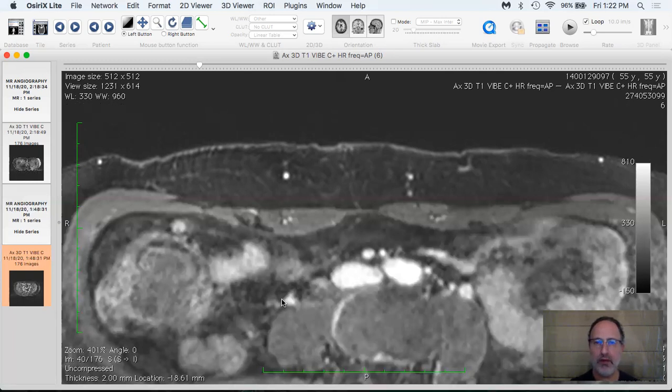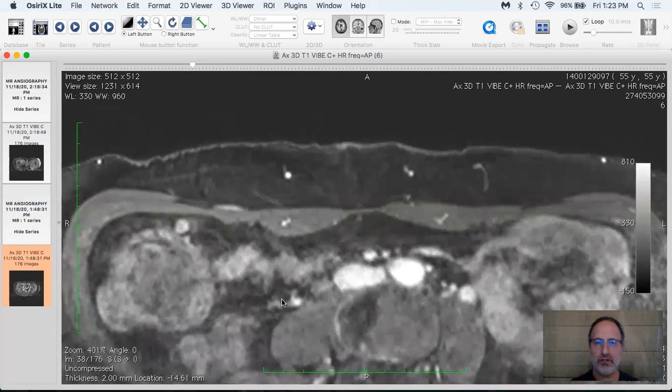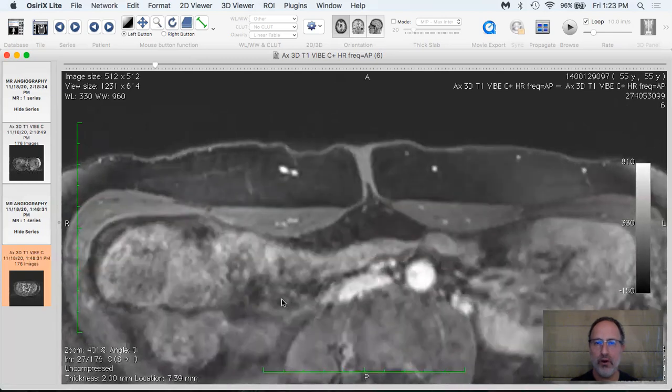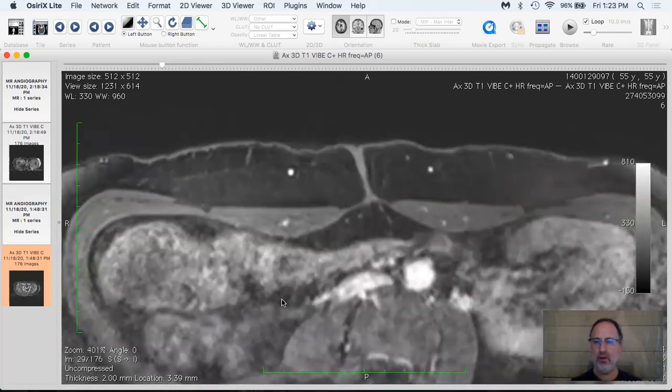What we're looking at here is a typical MR angiogram, which we will be evaluating for the planning of a perforator flap surgery. Let me just say a few words about MR angiography before I get into explaining some of the anatomy and some of the information that we can learn from the MR angiogram.